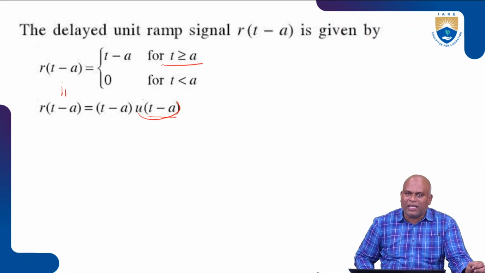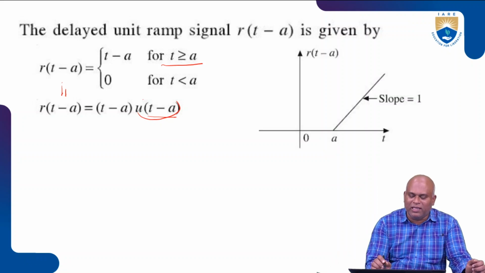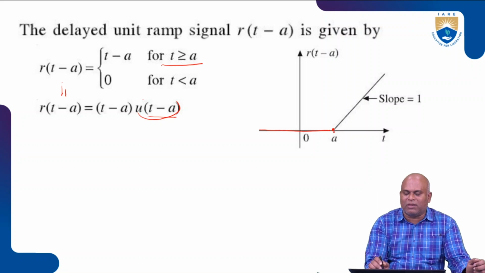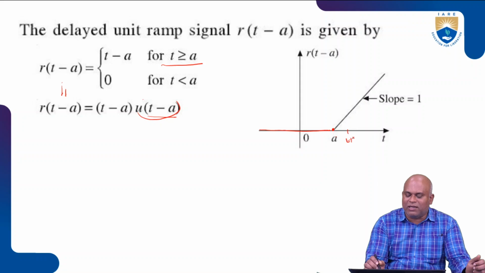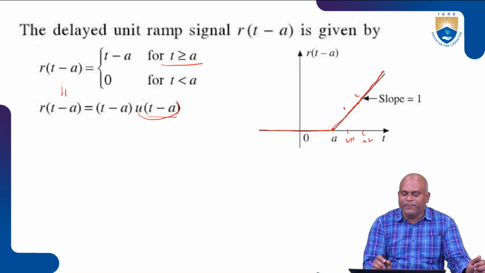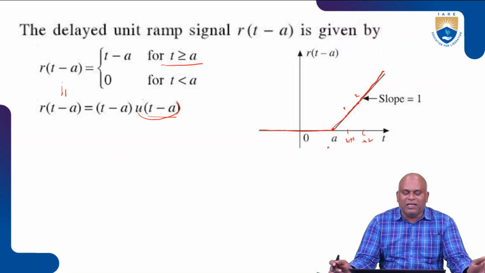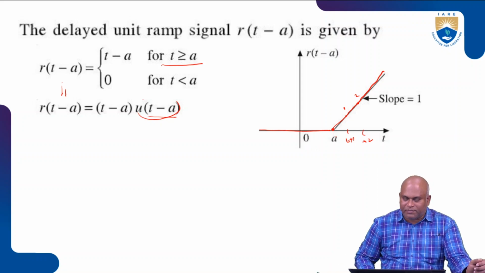We may represent it graphically like this. Up to t equal to a, the signal is 0 for all negative values as well as positive values up to t equal to a. After that it increases: t plus 1 has amplitude 1, t plus 2 has amplitude 2. After that you join all the points and we get the slope. This kind of signal is represented as a delayed unit ramp signal.